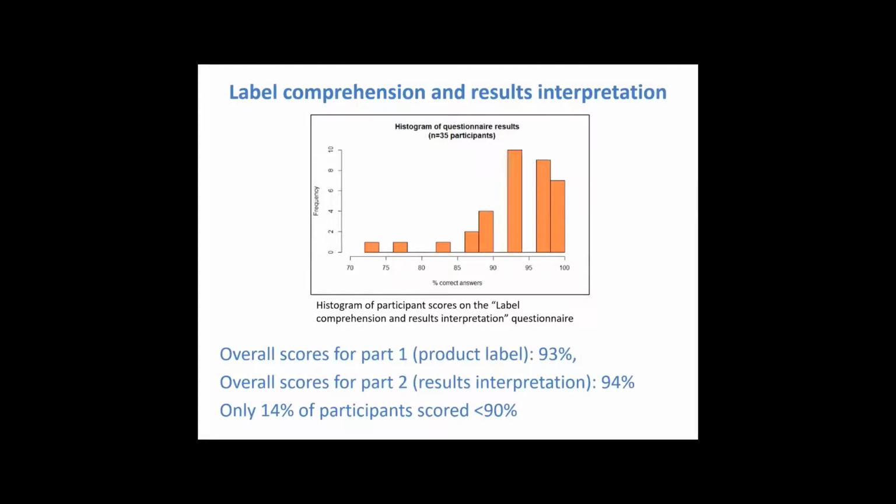So overall results for part 1 were 93% correct and part 2 were 94% correct. The results of these tests indicate that on the whole, participants had a good grasp of the main concepts of the standard G6PD test, and that results were being correctly interpreted, with only 14% of the participants scoring less than 90%.